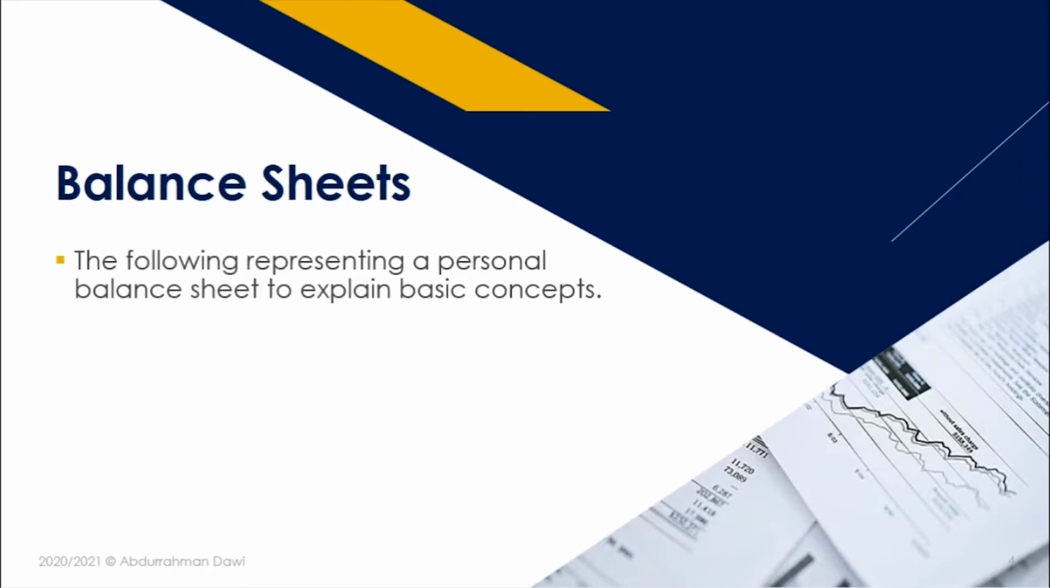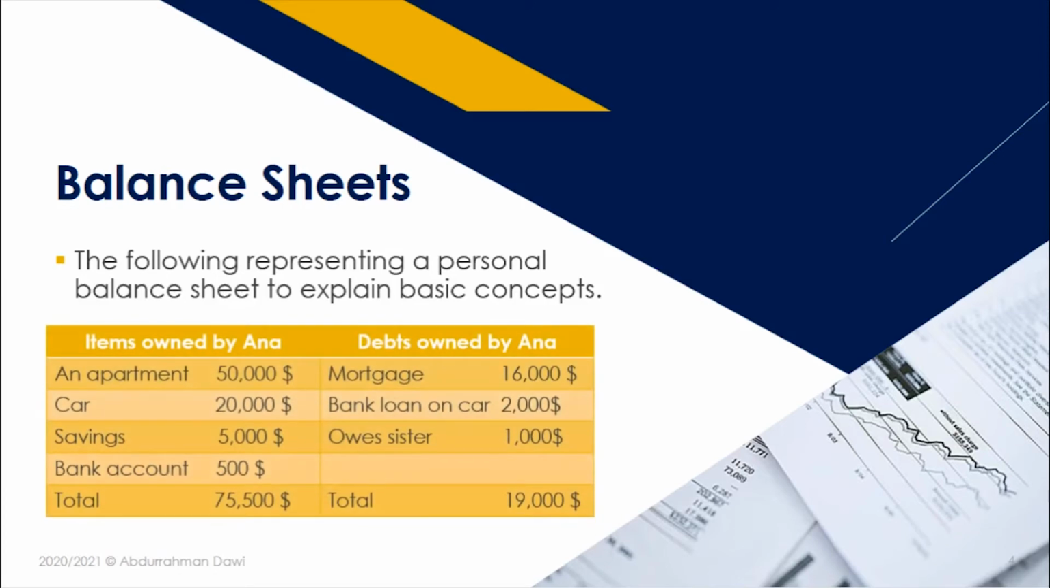We will do a simple example here right now, a personal balance sheet for a person called Anna, to explain some basic concepts regarding the balance sheet. This is a balance sheet showing what Anna owns and what kind of debts she has. As you can see from the demonstration here, she has an apartment with its value, beside a car, etc. Also, she has some debts: a mortgage over the apartment, a bank loan over her car, and she owes her sister.